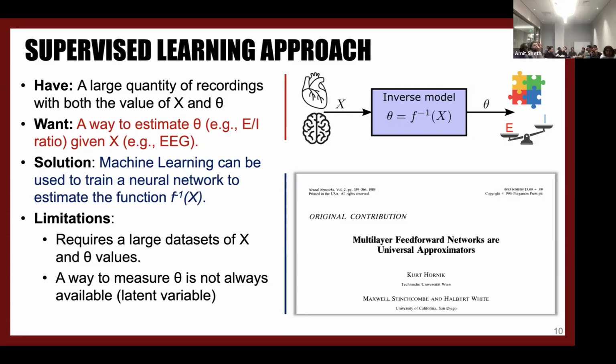There's a limitation, however. One of them is that it requires a large data set of both the x and the theta, right? If you don't have that, it's a no-go. You also have to have a way to measure theta. So that's fine if it's measurable, but if it's not measurable, what do you do, right? You don't necessarily have that.